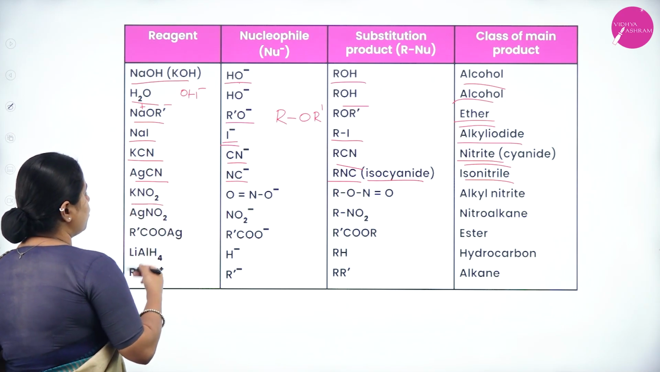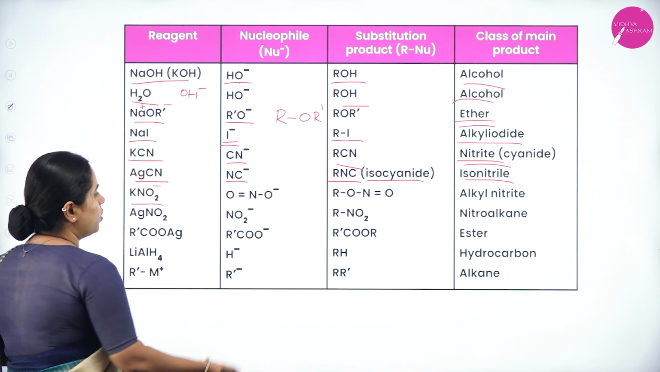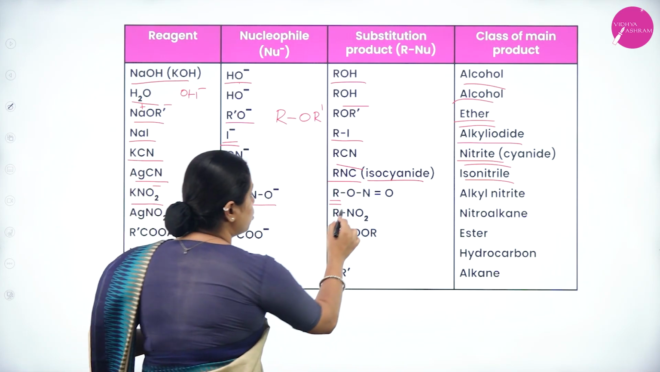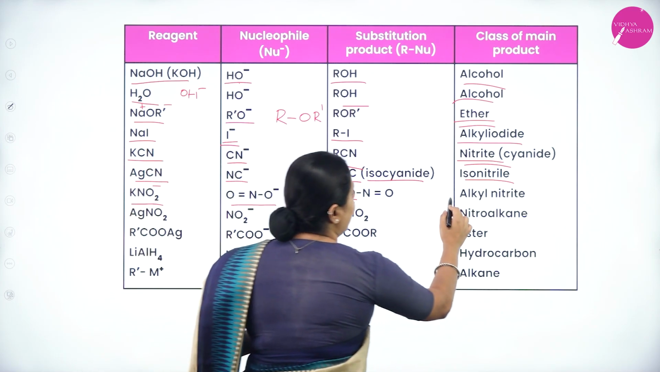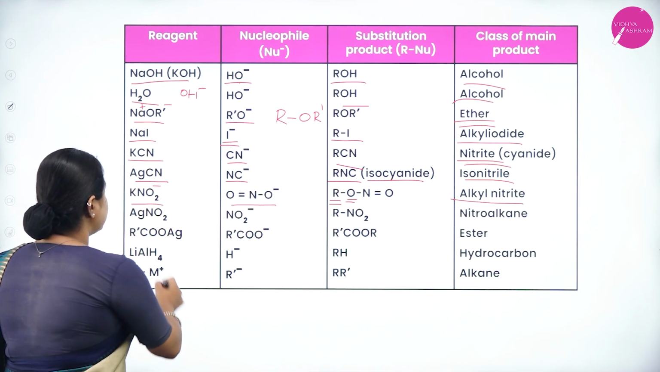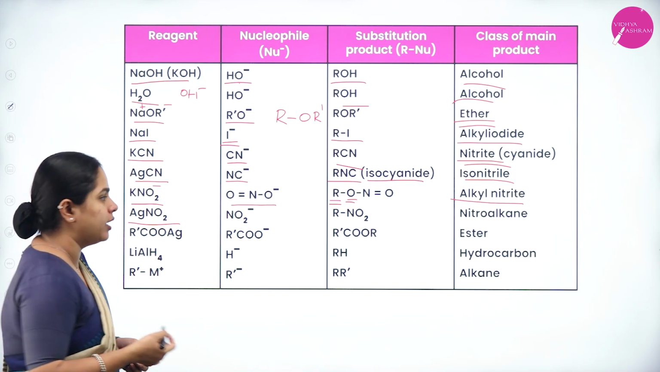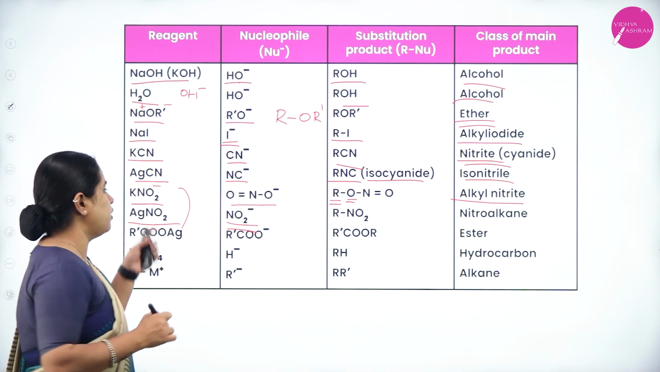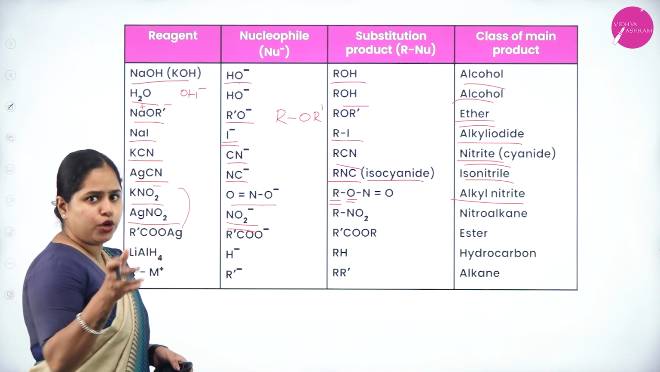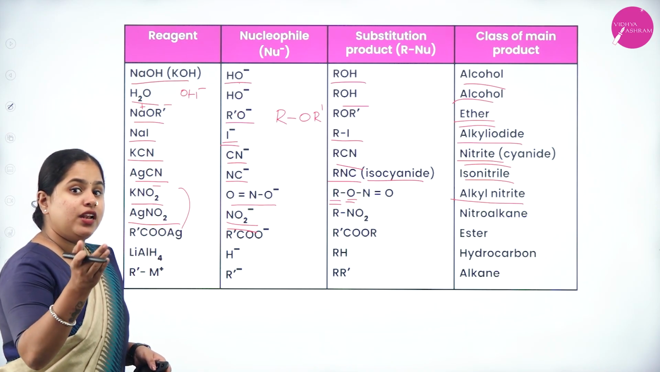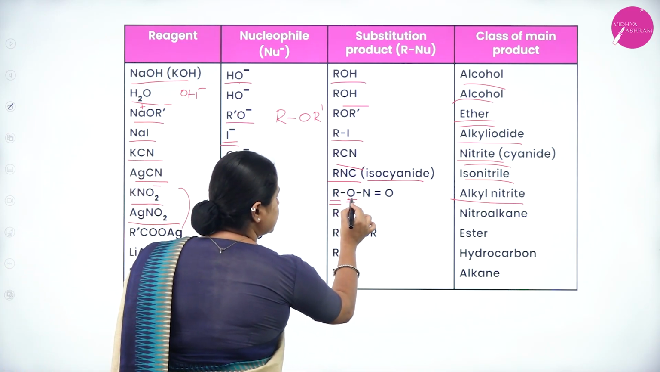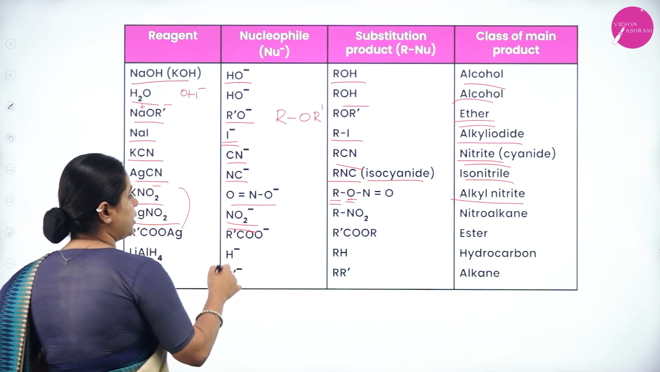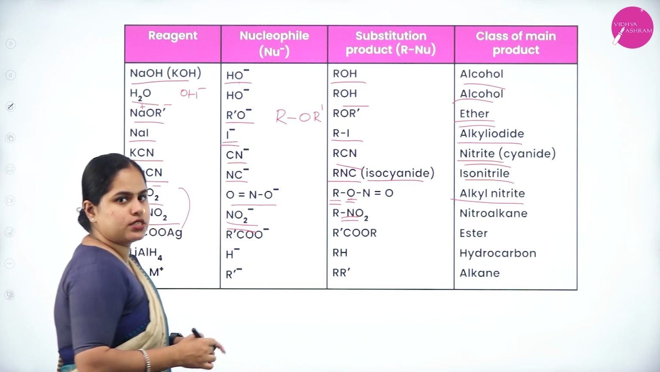Next one is KNO2. Of course, here NO2 minus it will be. Okay, so ONO minus it is. So it will attach to the alkyl group through the oxygen atom. Then you will get an alkyl nitrite. The next one is AgNO2. If you are using silver nitrite, here the nucleophile is NO2 minus. Again, you have to see the difference here. If you are using KNO2, the NO2 minus, that is your nucleophile, will attach to the alkyl group through oxygen, as you can see here. But if you are using AgNO2, it will attach to the alkyl group through nitrogen. So this is the difference.